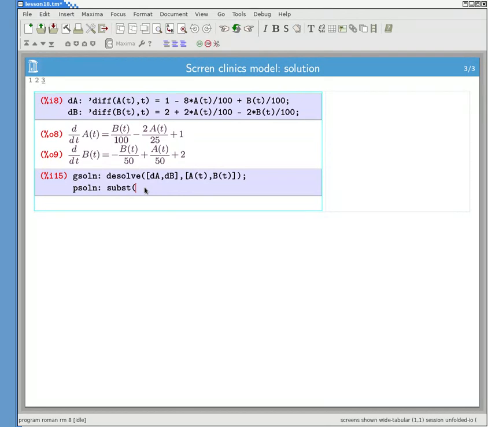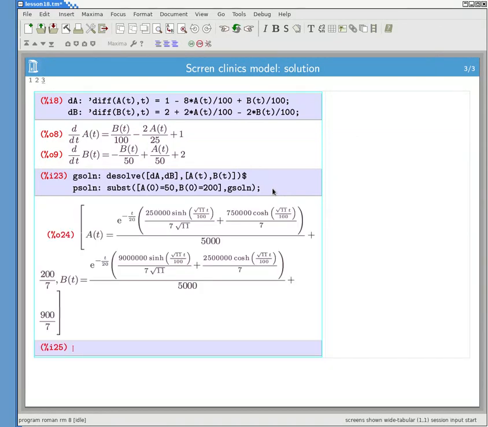Substituting initial values, let's say that the initial number of infected patients within clinic A is 50 and the initial value of infected patients within clinic B is 200, values that we will substitute in the general solution. Changing this semicolon into a $ sign will suppress the output from the previous general solution, so we'll only see the solution from the particular solution that corresponds to those initial values. Evaluating now leads to this particular form.